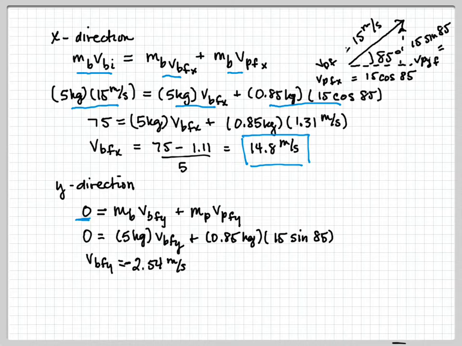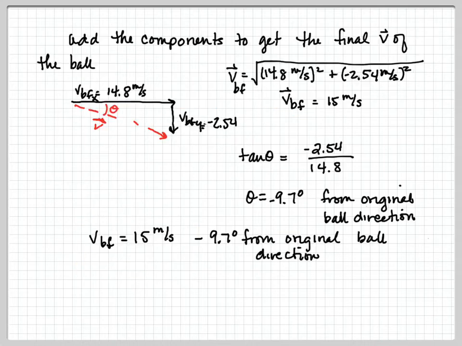So nicely, that's 0. And then afterwards, we have the momentum of the ball in the y direction and momentum of the pin in the y direction. And plugging things in, there's the ball, there's the pin, there's the component for the pin right there, and we get that the ball is going negative 2.54 meters per second in the y direction. So it's going in the opposite direction as the pin, which is what we kind of thought would happen.